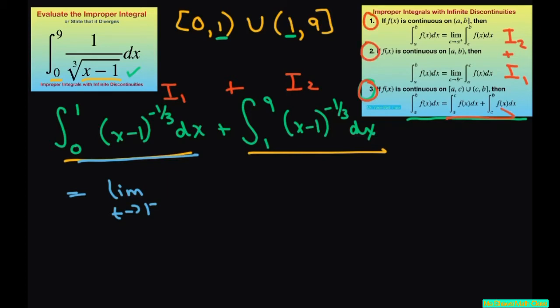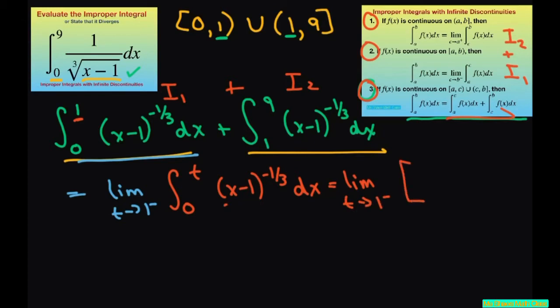All right, so once we have that, this is going to be 0 to t. We're changing the 1 to t. And then we have x minus 1 to the negative 1/3 power dx. We're going to evaluate this as the limit as t approaches 1 from the left. When you evaluate this, you're going to get 3 halves x minus 1 to the 2/3 power, evaluated from 0 to t.